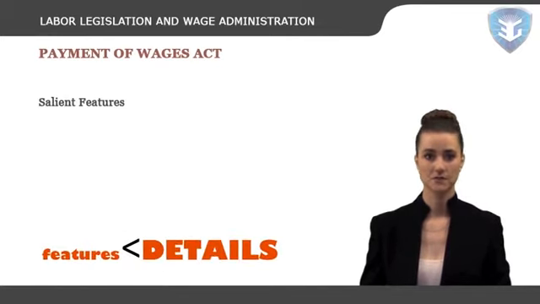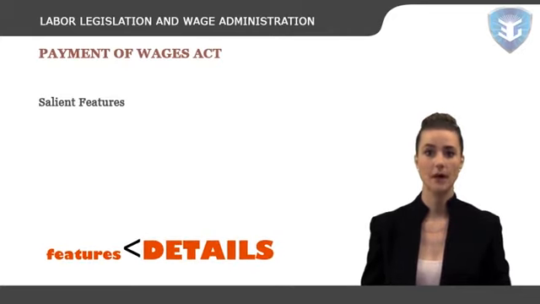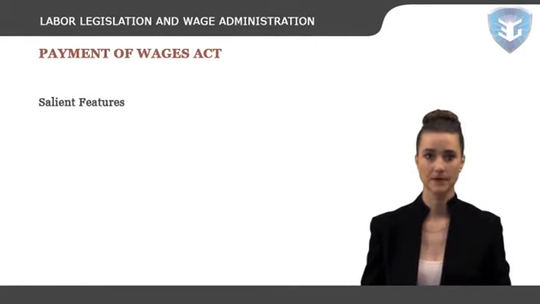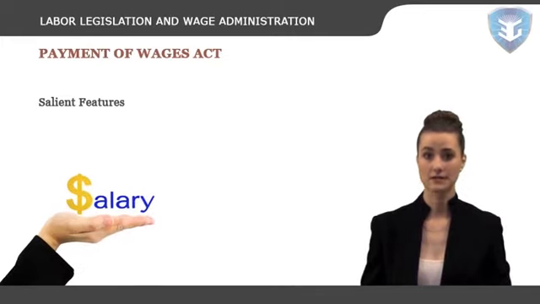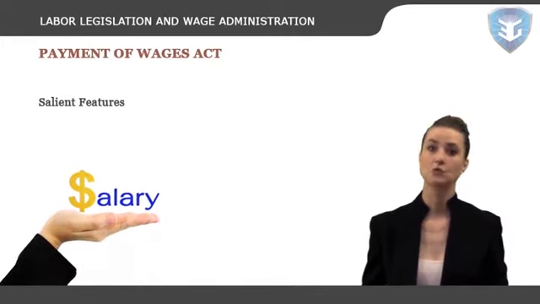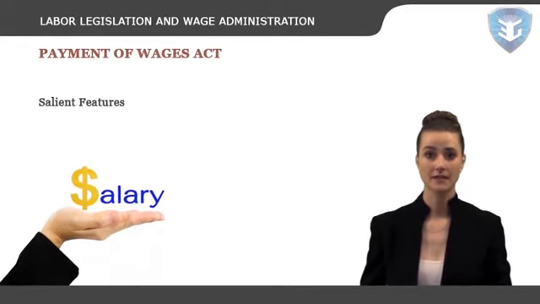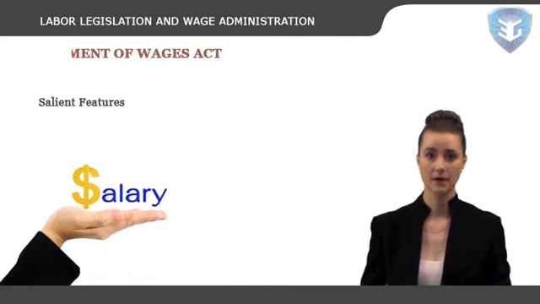Salient features. This act has been enacted with the intention of ensuring timely payment of wages to the workers and for payment of wages without unauthorized deductions. The salary in factories and establishments employing less than 1,000 workers is required to be paid by 7th of every month, and in other cases by 10th day of every month.